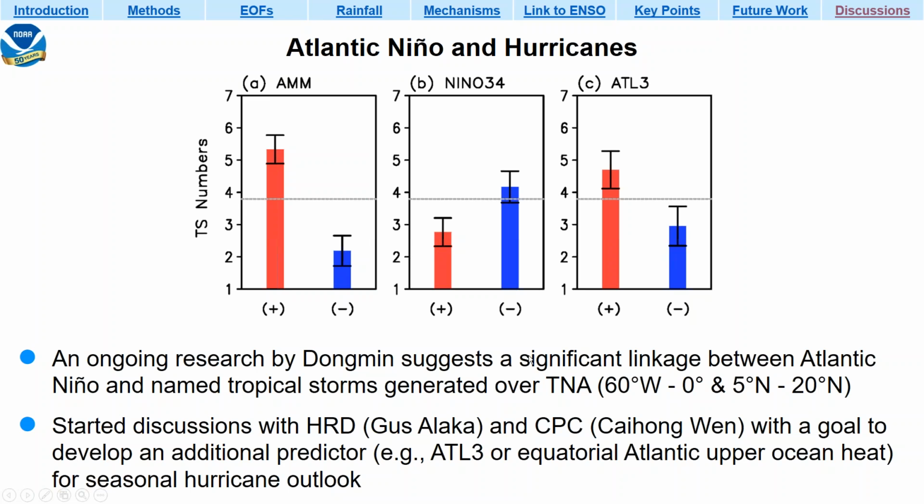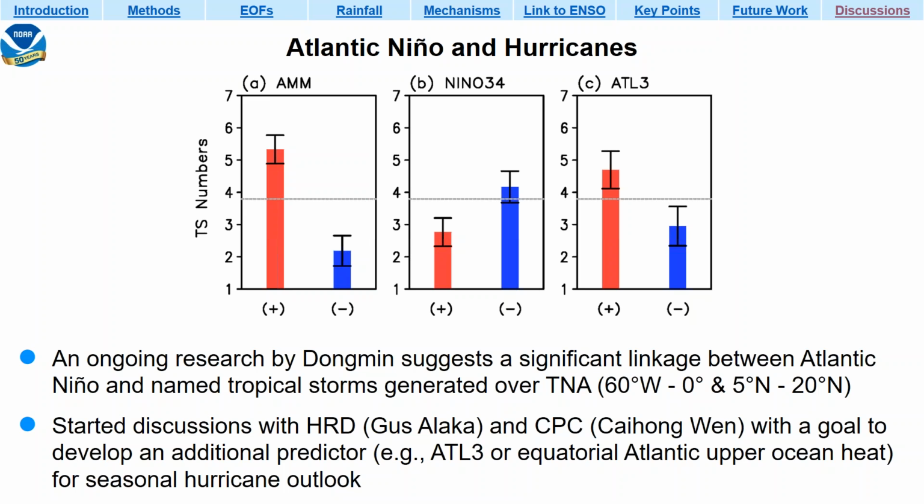So this is ongoing research that Dongmin is working on, and I think he's almost done with the analysis. He looked at the model simulation, and I think he also carried out AGCM simulation too. His analysis suggests that there is a significant link between Atlantic Nino and the named tropical storms generated over the tropical North Atlantic east of 60 degrees west. So we're talking about tropical storms formed east of the Caribbean Sea.